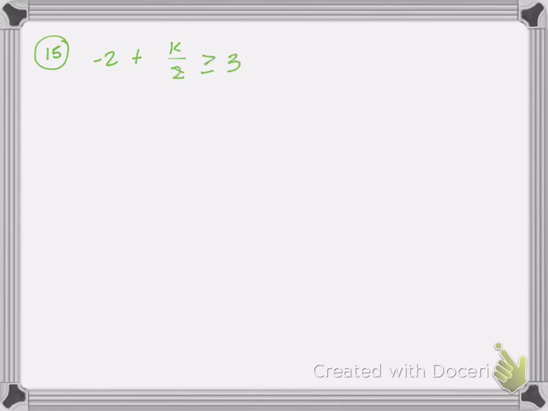So if you want to get k by itself, my first step is to add 2 to each side. I want to move the 2 over. So when I add 2 to each side, k over 2 is greater than or equal to 5.